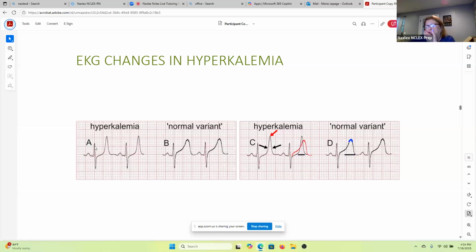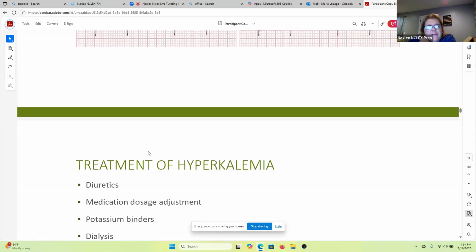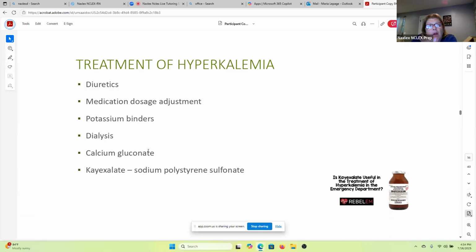They are, and the amplitude is a little higher as well. As they progress, or as the potassium level increases, so can the changes in the EKG. And we'll talk about those in just a minute.